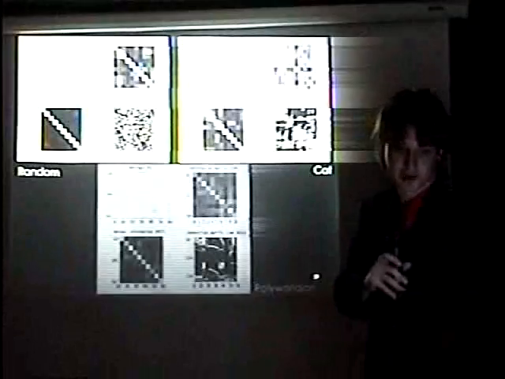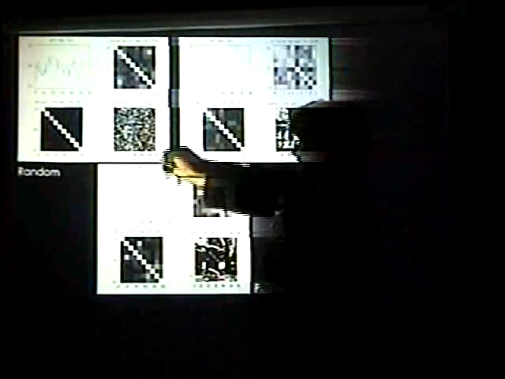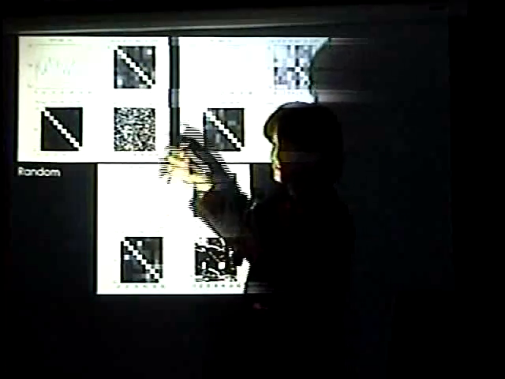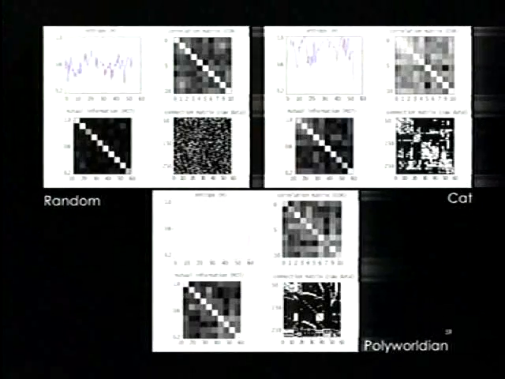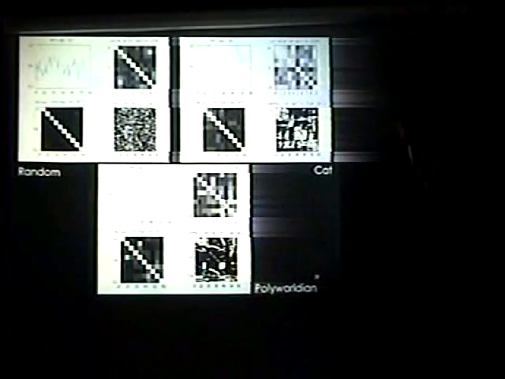Anyway, these are some raw data. Here's a random graph. Here's a brain map of a cat. Here's one of a Polyworld critter. Not quite a cat. We're working on it.